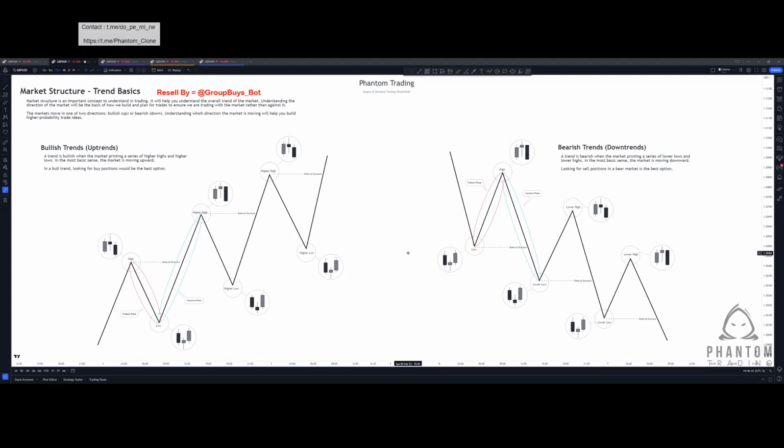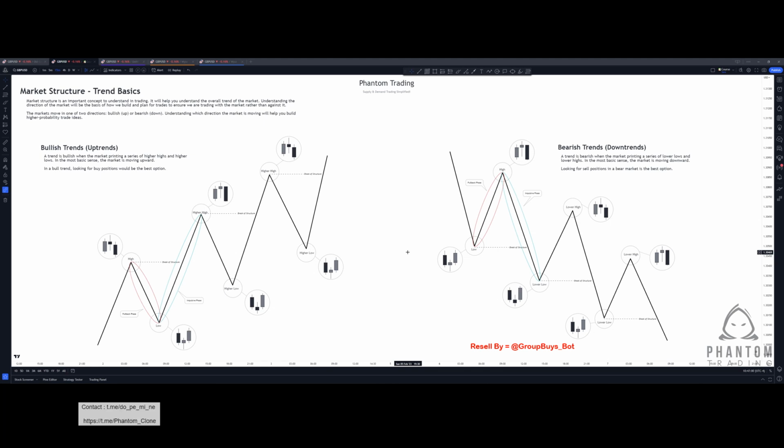Now that we have a firm understanding of the two phases of the market, the impulsive and the pullback phase, we can start to understand trend basics and how it ties into market structure. Market structure is an important concept to understand in trading. It's going to help us understand the overall trend or direction of the market.